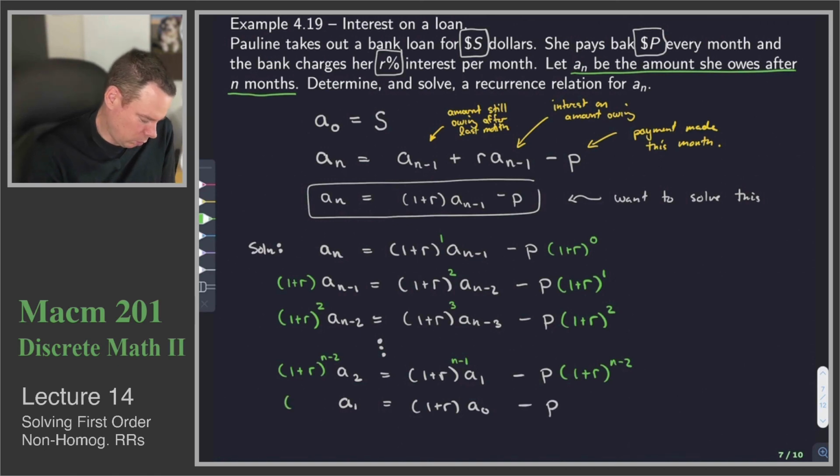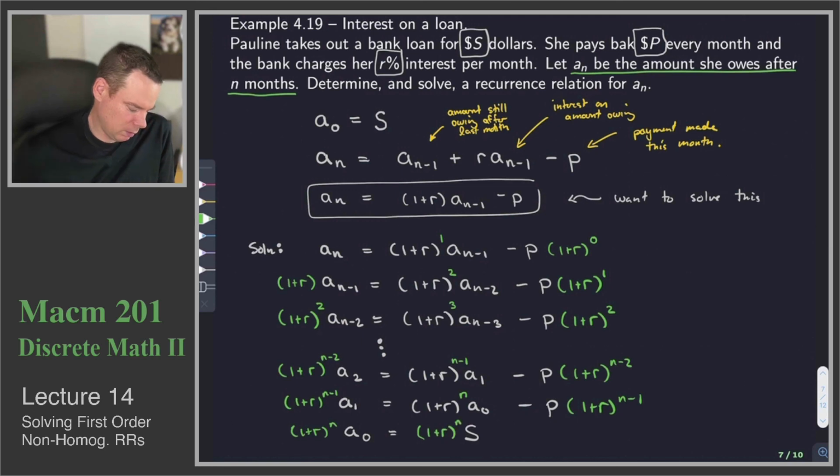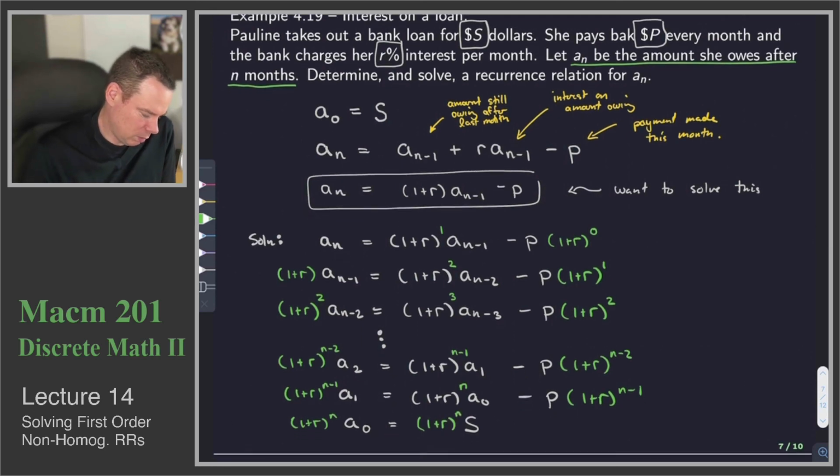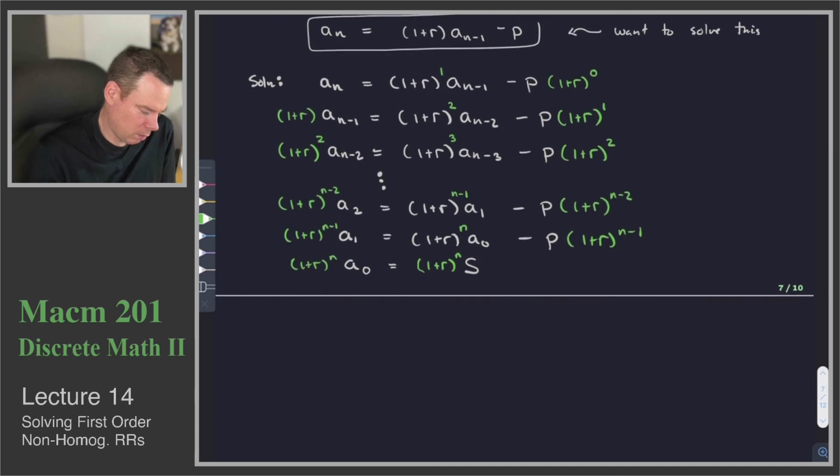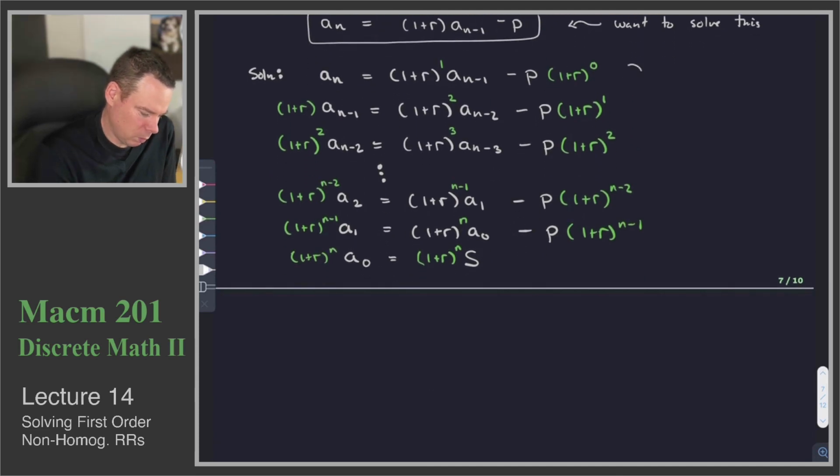And then I've got to scale through. I scale through by a 1 plus r to the n minus 1. That becomes a 1 plus r to the n, a 1 plus r to the n minus 1. And then lastly, I've got an a sub 0, but that is equal to s. And I will scale through just so I can sum them up and get the cancellation I want. So there we go. We've just written out a bunch of copies of our recurrence relation with various scaling factors. And so now we're going to sum these.